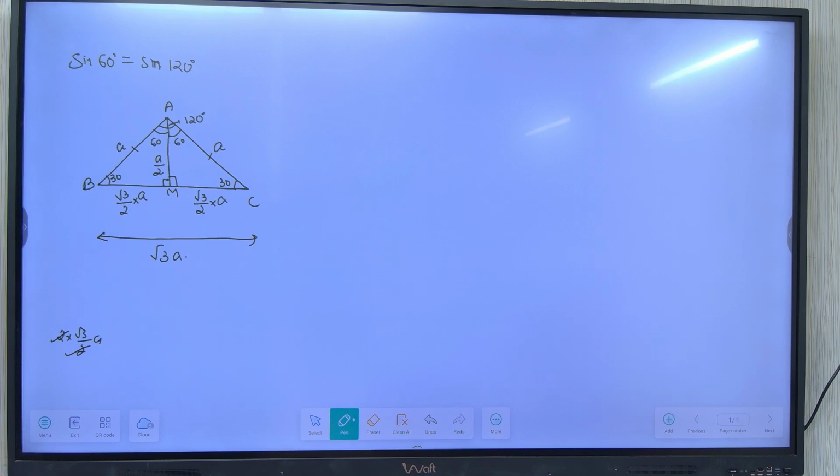What is the area of this whole big triangle? What is the area of this whole big triangle?